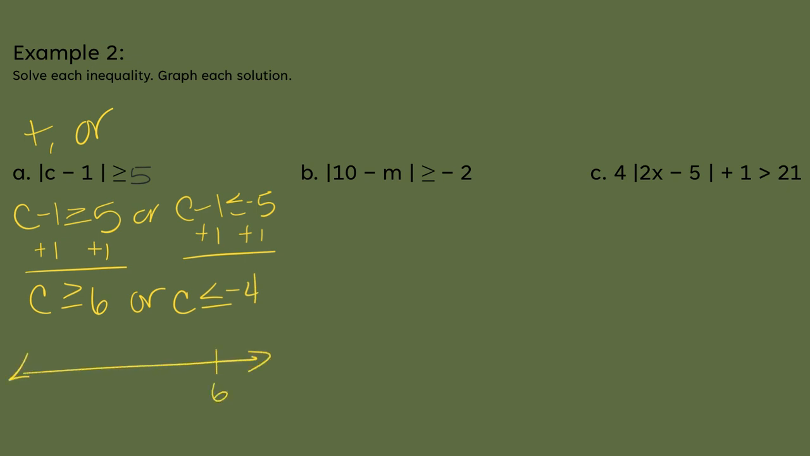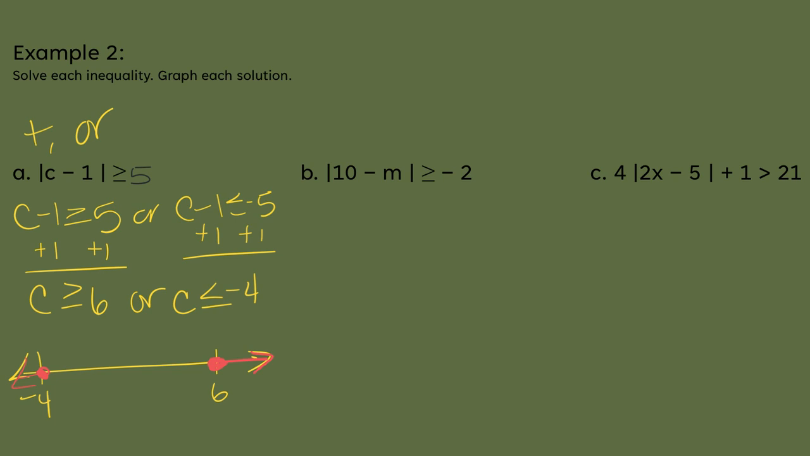So I'm going to have a 6 here, a negative 4 somewhere here, and I'm ready to graph it. Is my 6 going to be open or closed? And I'm going to the right. What about my negative 4? Going to the left. That's it.